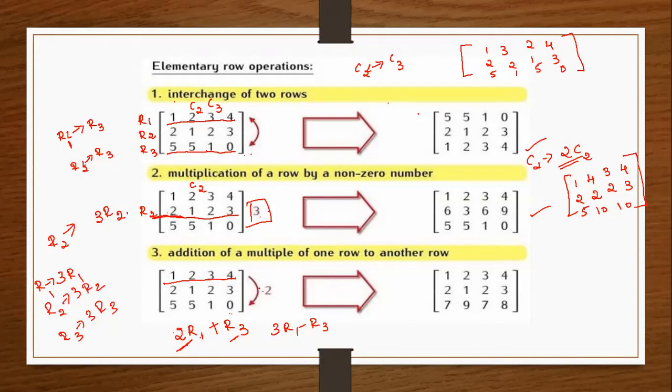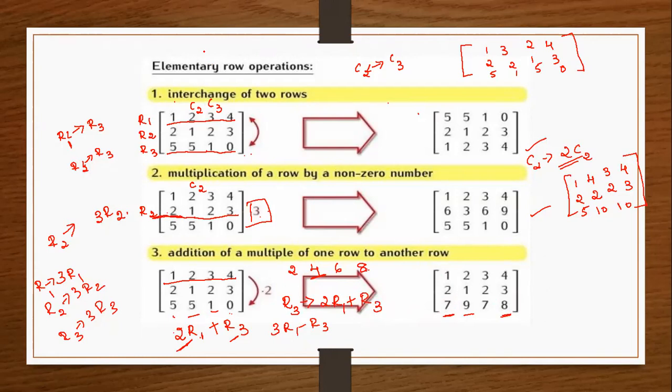So if you multiply 2 to R1, what happens? What you get? 2, 4, 6, 4 2s are 8. Then you have to add that to this one. So 5 plus 2 will be 7. 5 plus 4 will be 9. 1 plus 6 will be 7. And 0 plus 8 will be 8 itself. So the resultant you get like this. So what we have done? We have transformed R3 as 2 into R1 plus R3. Got it? How to do this?